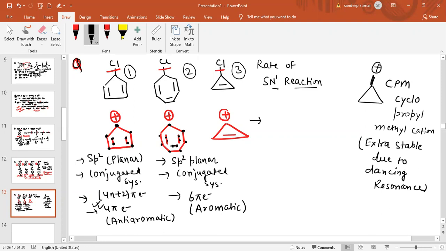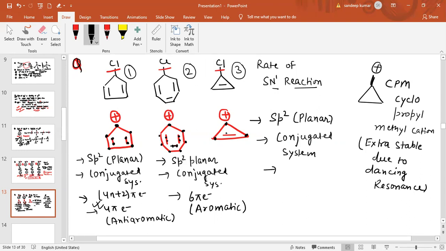Now see the third. This carbon is sp2. This carbon is also sp2, and this carbon is also sp2. So this is basically an sp2 carbon, meaning this molecule is also planar. Now again, positive, single, double, single, then positive. It means this system is also a conjugated system.